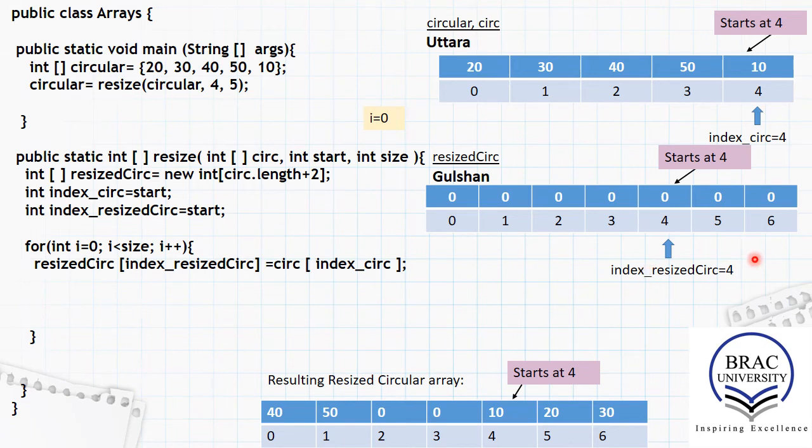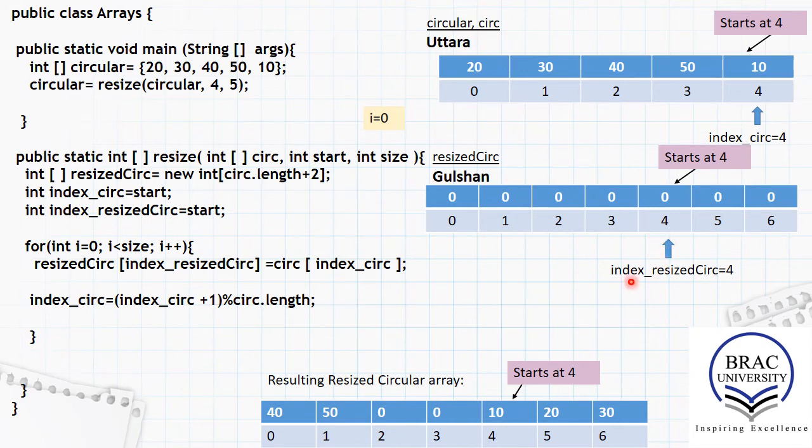Now understand that when I increment this value, this index underscore circ variable, it will become 5, and 5 should be modded with the length 5 so that it wraps around to 0. So when I increment this, I should mod it with the length of this array. So after incrementing it, I've modded with circ's length, which is 5. So 5 mod 5 will give me 0.